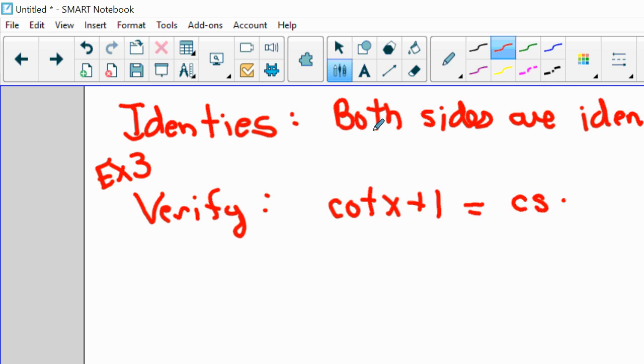Equals cosecant x cosine x plus sine x. Now, when you verify an identity, you need to prove that both sides are identical. But there are rules. You can work from right to left or left to right, but you can't work it like you work an equation. You can't work on both sides at the same time.